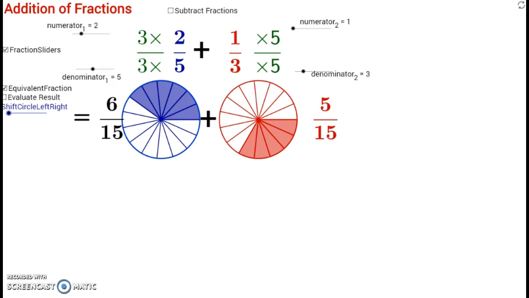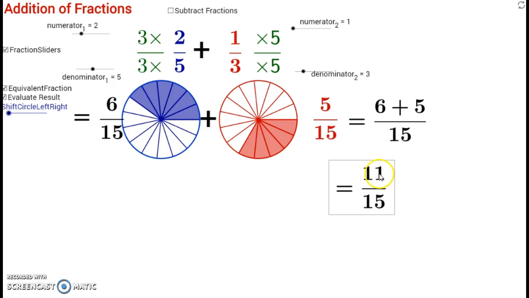Welcome back. Did you get 11 over 30 as your answer? No? Well, good job. This is the incorrect answer. This is what happens if we were to add 6 and 5 and 15 and 15. Remember, we never add the denominators. They stay the same. We only add the numerators. So your correct answer should have been 11/15. And 11 and 15 are not divisible by any common numbers. So this is our final answer.